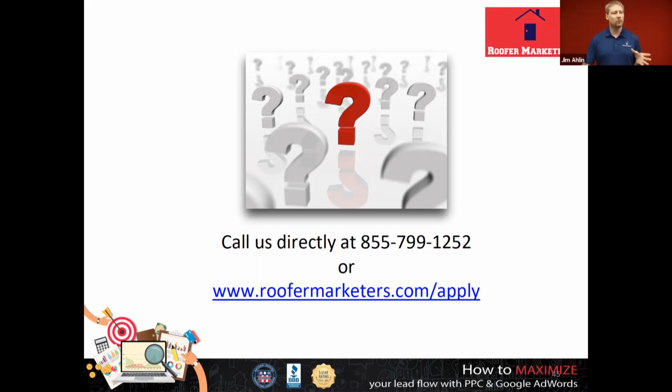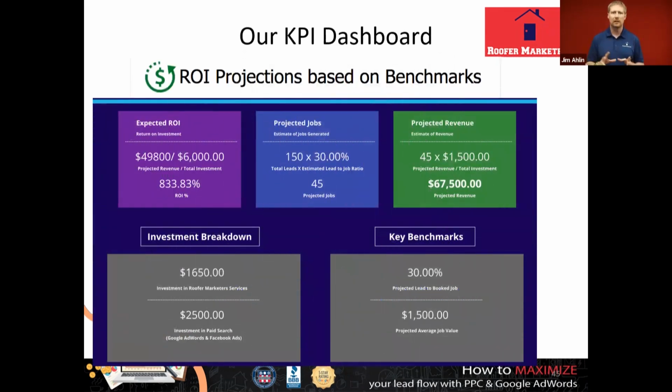And what we'll do here is put together a KPI dashboard for you specifically. We'll do an expected ROI, kind of projected jobs from that. We'll talk about your closing ratios, your average revenue per job, and break that down into what kind of investment you need to make. One of the things that's different with pay-per-click marketing than a lot of types of marketing is that sometimes you have to have a minimum ad spend to even get the right results for your area. So we'll also provide you with what a minimum viable ad spend would be for where you're located.